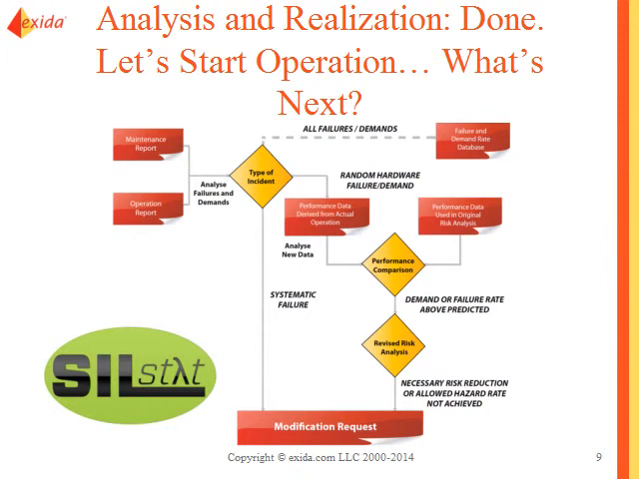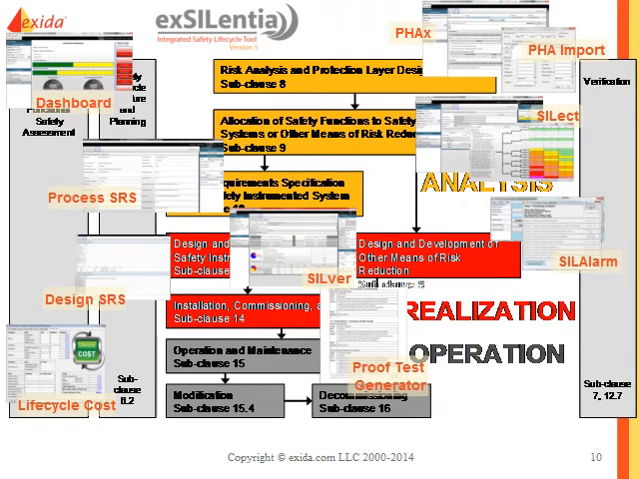And where do we get the data from? Well, we need to record that data through our normal life. So if we look back at our overall life cycle, where the different pieces of exSILentia are fitting in, you will see that in operation and maintenance, yes, we have the Proof Test Generator, meaning we can help you set up proof test procedures, but the actual recording of proof tests and recording of failures, that's basically where there's a gap. And that's where our SILStat software comes in.